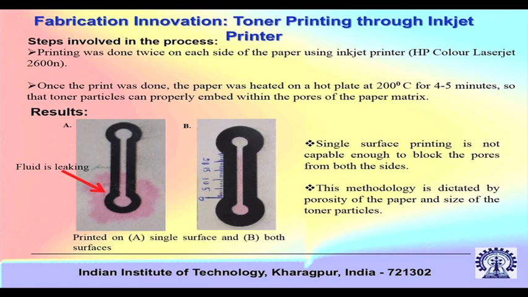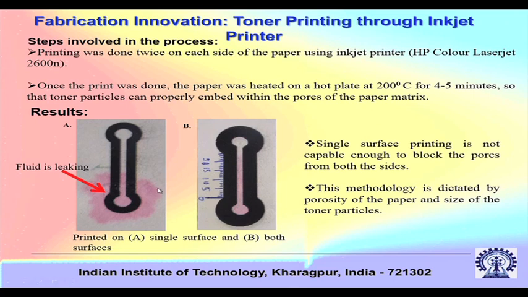There is another very low cost fabrication of paper based devices. These are typical low cost fabrication processes we follow in our lab, so that is why I am discussing this. You do toner printing through an inkjet printer. Printing is done on each side of the paper. A typical commercial inkjet printer name is given, but it is not a must that you use it. Once the print was done, the paper was heated on a hot plate at 200 degrees centigrade for 4 to 5 minutes, so that toner particles can properly embed within the pores of the matrix. So basically you block the pores by embedding toner particles. This black region is the toner particle.